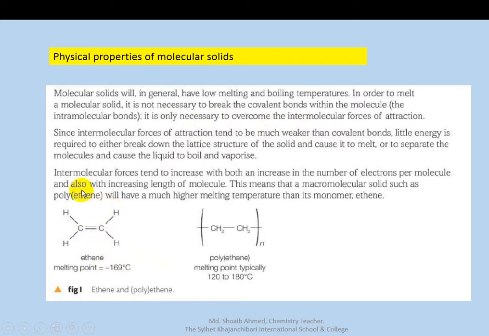As the number of atoms increases, the intermolecular forces increase. Intermolecular forces tend to increase with both the number of electrons per molecule and the length of the molecules. This means that macromolecular solids such as polythene will have a much higher melting temperature than their monomer. When the size increases, as in macro simple molecules, they have higher melting points.